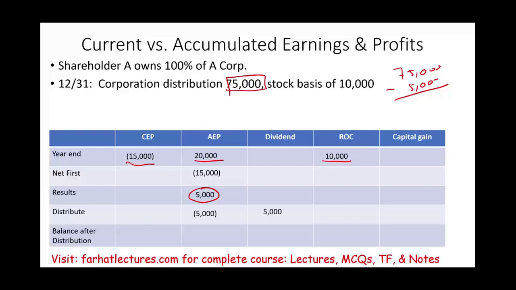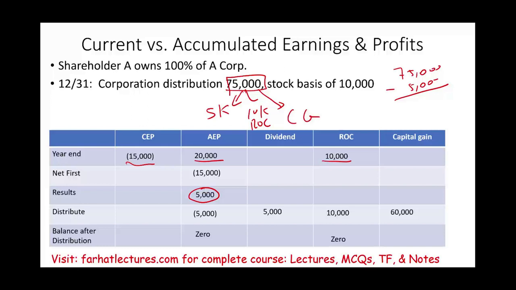And what else do we have to do? We don't have any dividend anymore. We look at basis. We have 10,000 of basis. 10,000 will be absorbed as basis, tax-free to the shareholder. And anything else that remains after the 10,000 is capital gains, which is 60,000. So of the 75,000, just to go back and summarize, 5K is dividend, 10K is ROC, return of capital, and the remainder is capital gains.